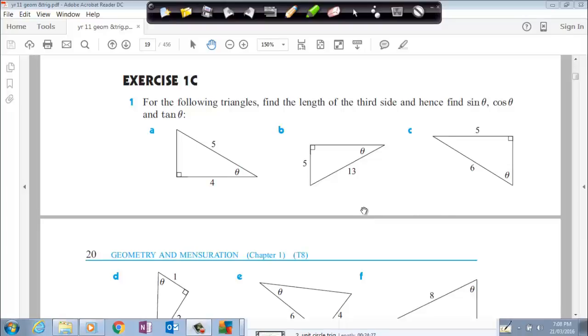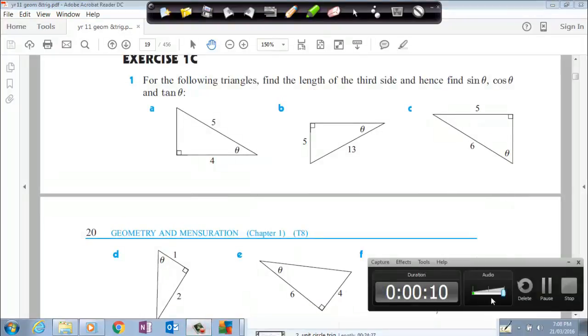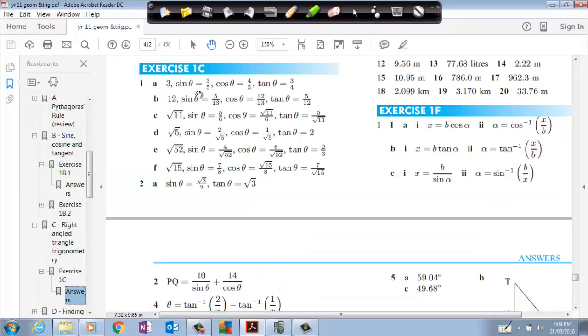So pause the video and try B, C and maybe D, E, F and come back and look at the solutions. And here are the solutions to 1A, B, C, D, E and F.